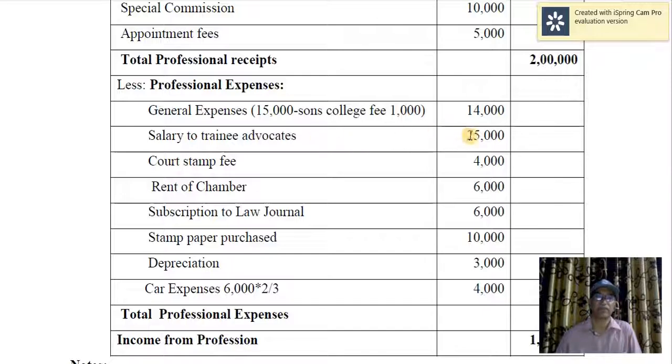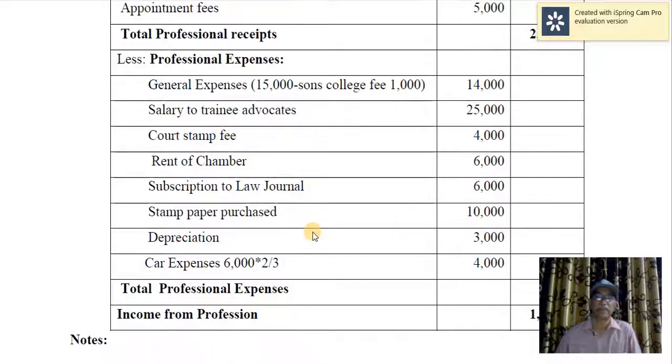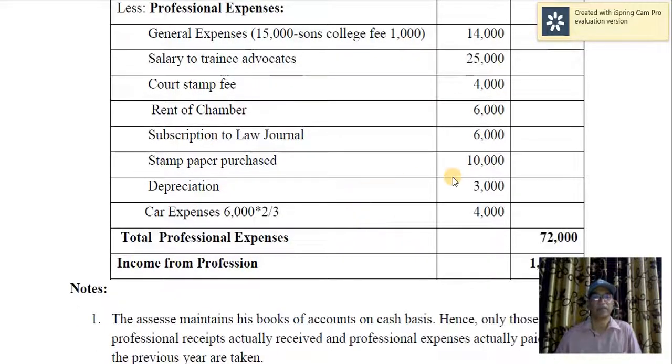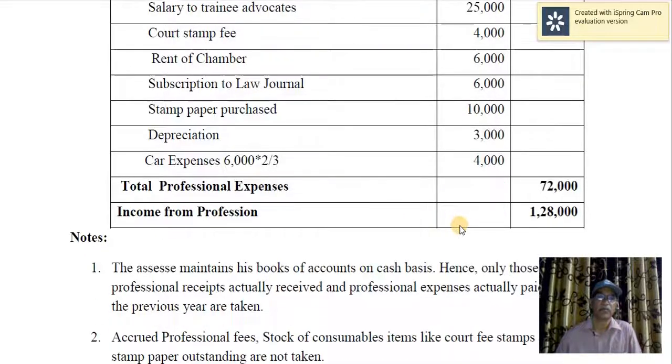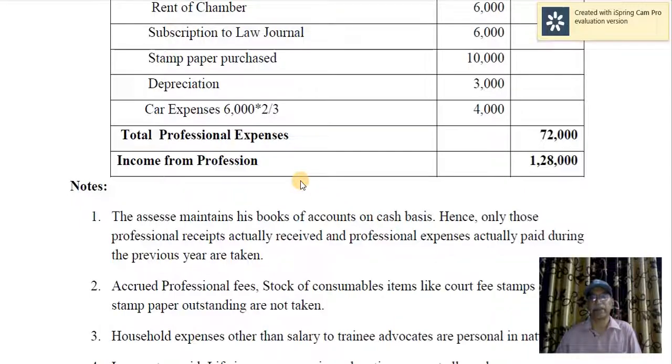Court stamp fee 4,000, rent of chamber 6,000, subscription to law journal 6,000, stamp paper purchase 10,000, depreciation 3,000, car expenses to the extent of professional use, so 4,000. So together 72,000. So ultimately income from profession is 1,28,000. Look at some of the notes given here.